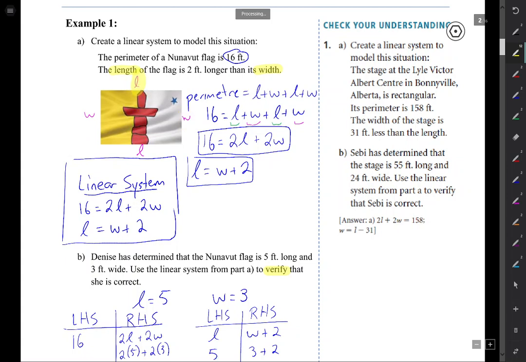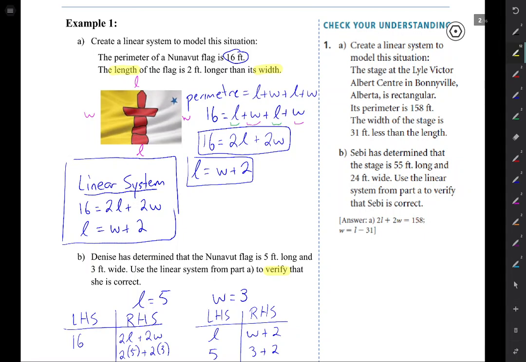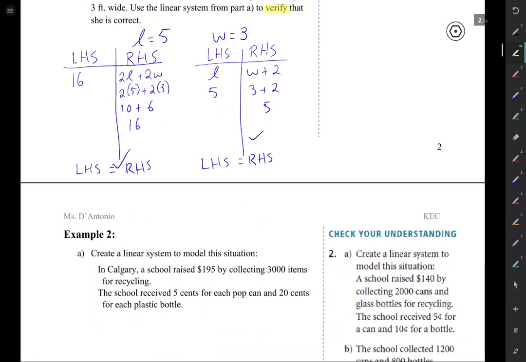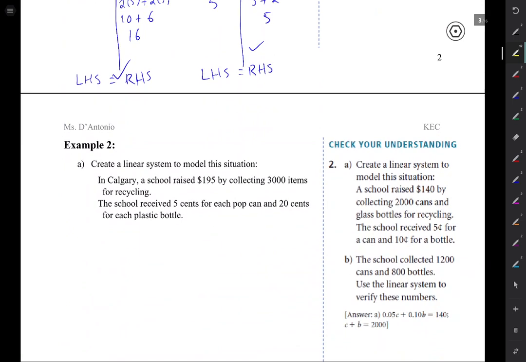You'll see a lot of them that are very similar to this that use the length and width of an object. Now let's look at example 2. Create a linear system to model this situation. In Calgary, a school raised $195 by collecting 3,000 items for recycling. The school received 5 cents for each pop can and 20 cents for each plastic bottle.